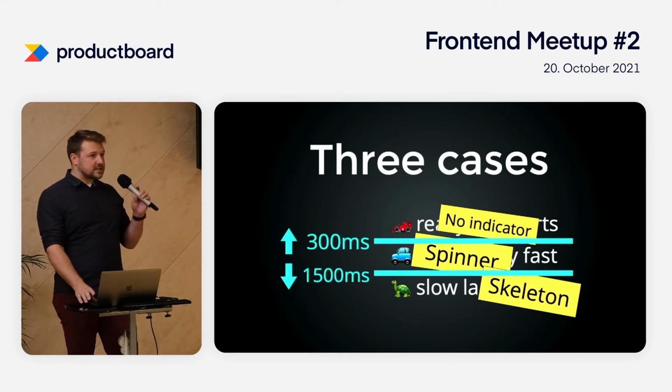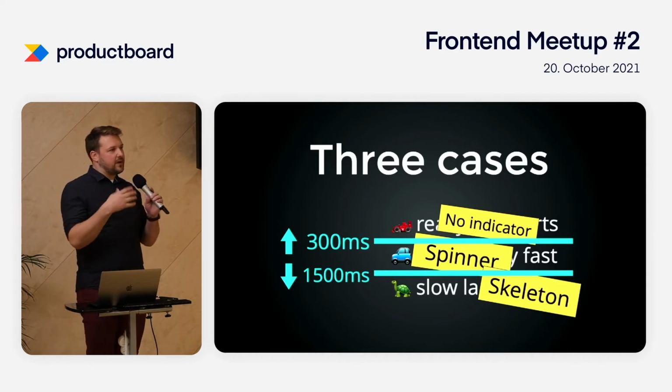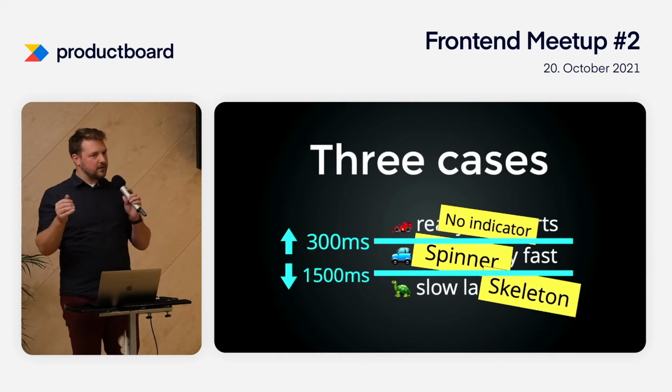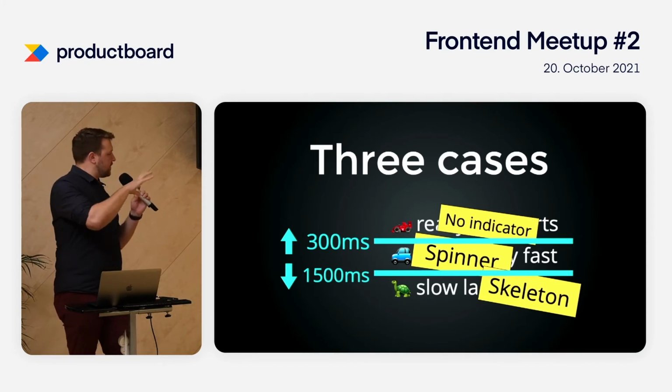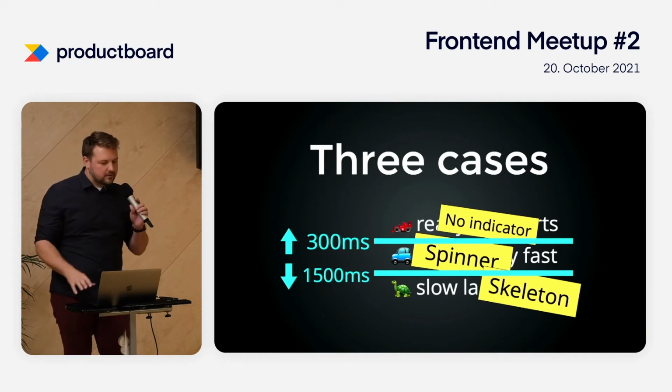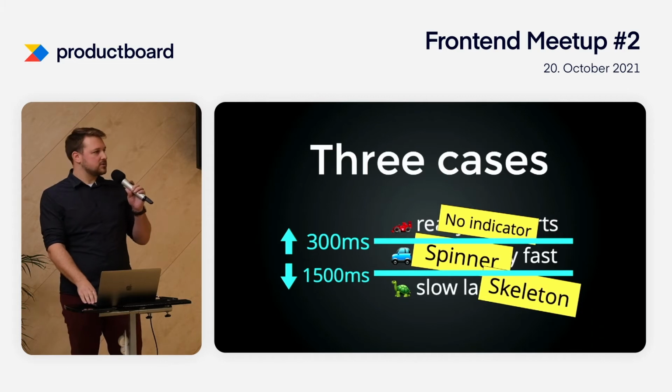And for our case, we decided to set these thresholds that if it's faster than 300 milliseconds, we will show nothing. If it's longer, we will show the spinner. And specifically, we knew that there are certain pages where loading takes a really long time. So there we wanted to show a skeleton.